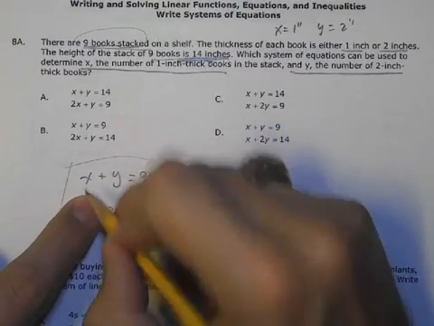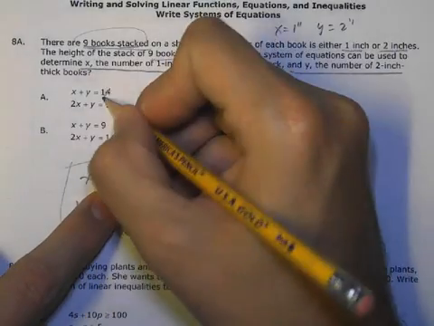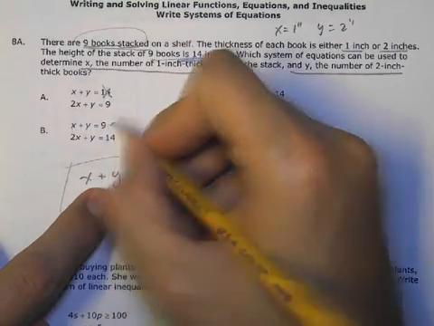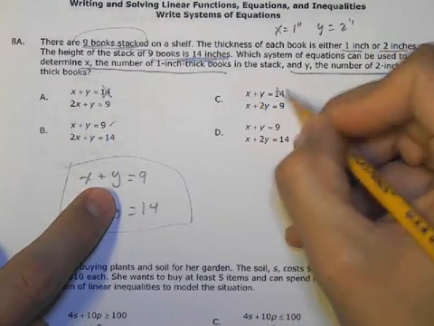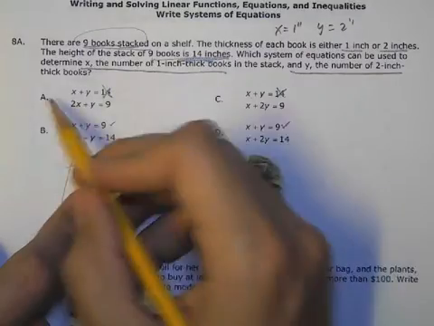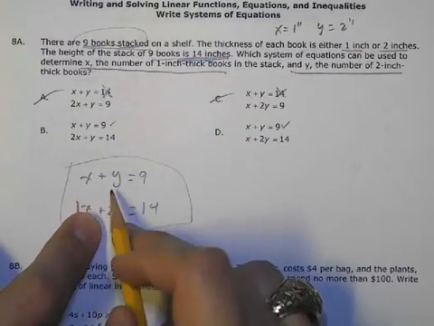Let's see which ones match. X plus y equals 9. That doesn't work. X plus y equals 9. That works. X plus y does not equal 9. Those work. So we've eliminated A and C just by this first equation.